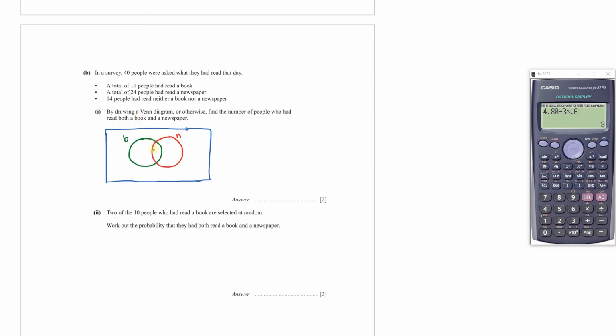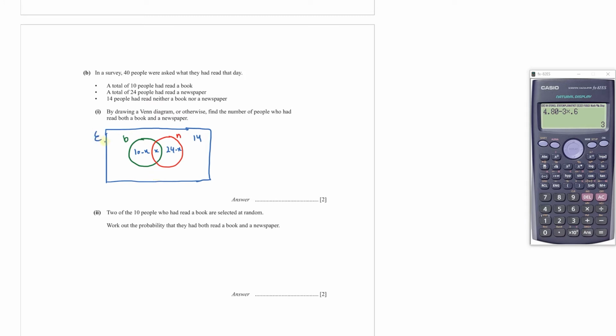So let the number of people who read both book and newspaper equal X. And then how many people read only book? If a total of 10 people read the book and out of those X also read the newspaper, then people who only read the book were 10 minus X. Similarly, people who read only the newspaper, which is this region, will be 24 minus X because X also read the book. And 14 people read neither a book nor a newspaper, so they will be outside here.